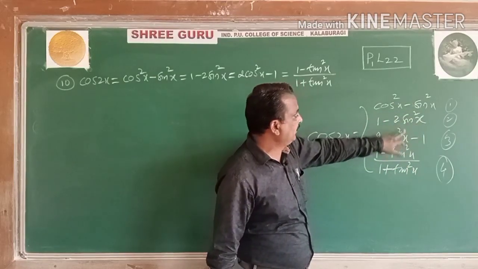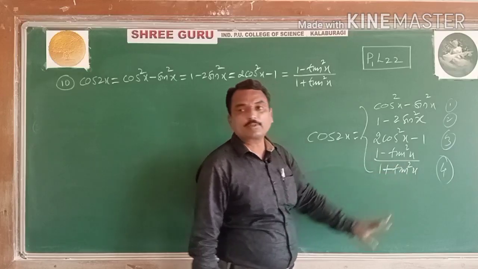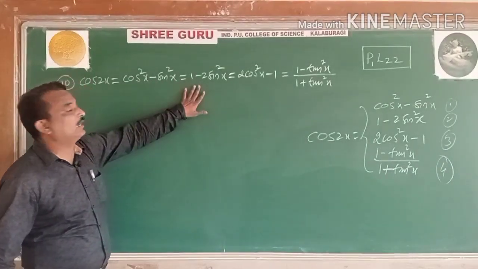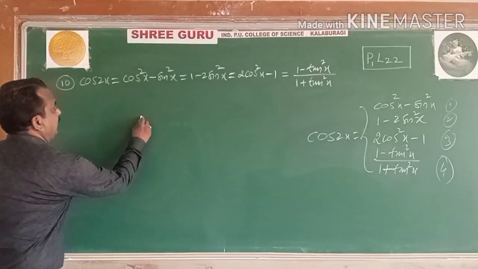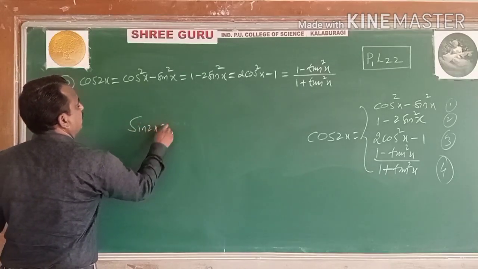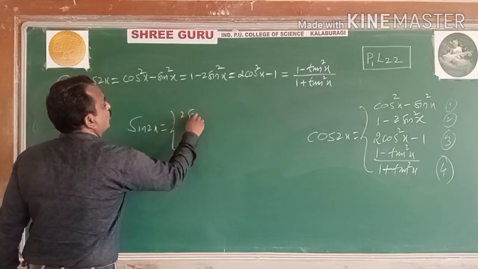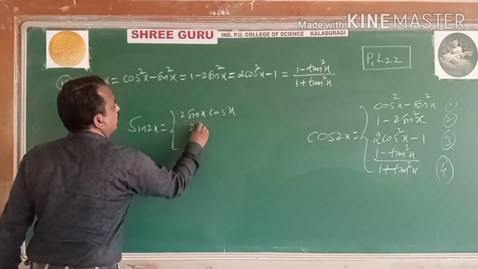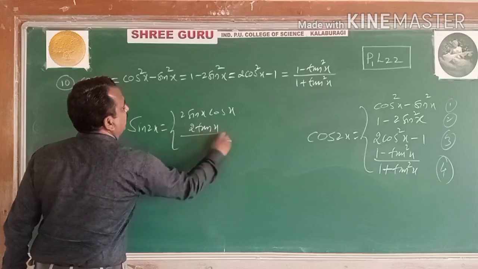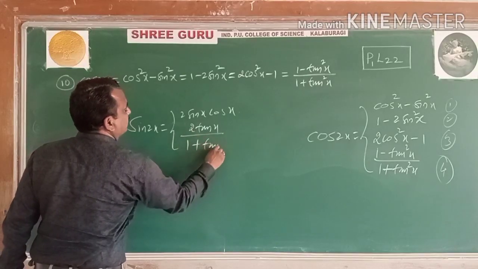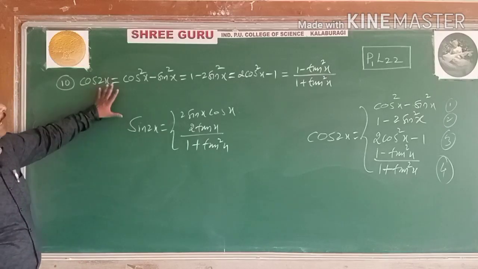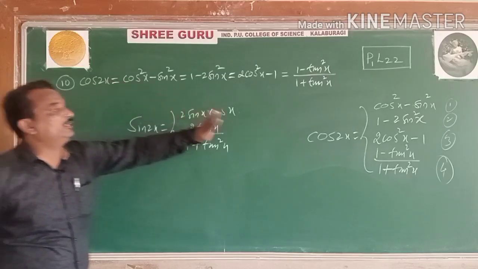It is in terms of sin, it is in terms of cos, and it is in terms of tan. So in these 4 ways, you may express this cos 2x formula. Sin 2x you have expressed in 2 ways: 2 sin x cos x, and the other is 2 tan x divided by 1 plus tan square x. You have proved sin 2x in these 2 ways. Cos 2x you may express in these 4 types.